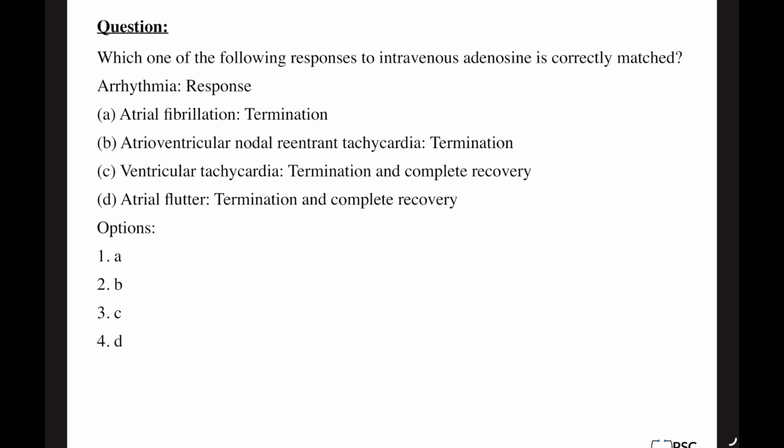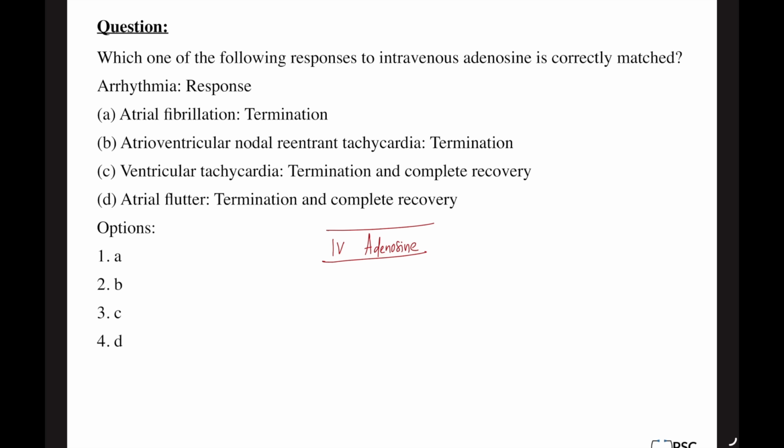This is a tricky question. I think many of the students might not have answered it well because we don't learn this topic of arrhythmias at such a proficient level. One thing we know is that IV adenosine is the drug of choice for supraventricular tachycardia. But what response can you get when adenosine is given? Adenosine can terminate the arrhythmia and lead to complete recovery, or it can cause only transient AV block, or sometimes it has no effect.